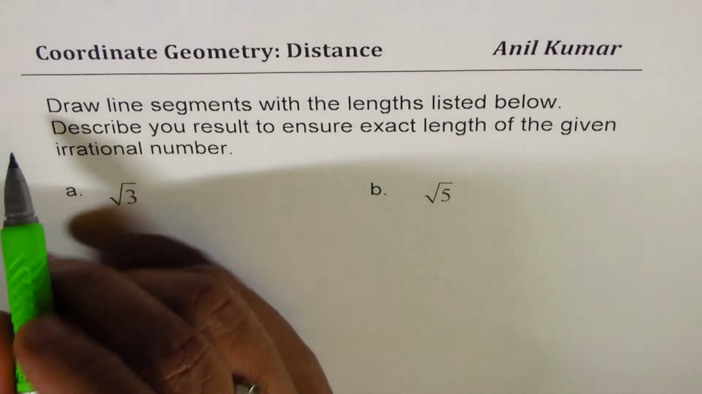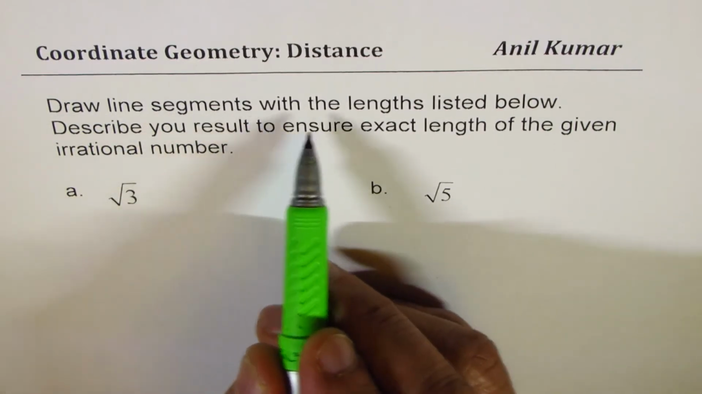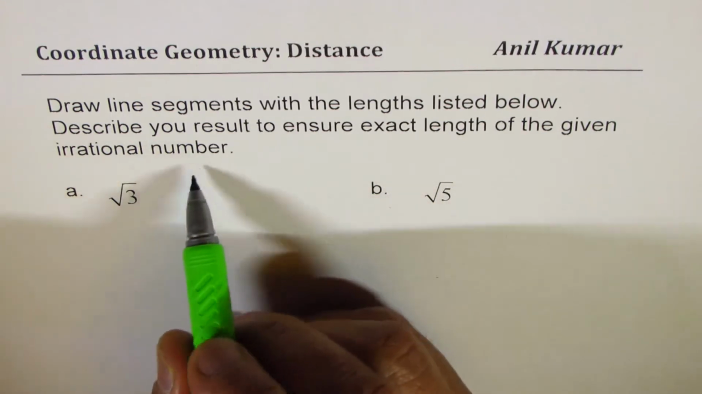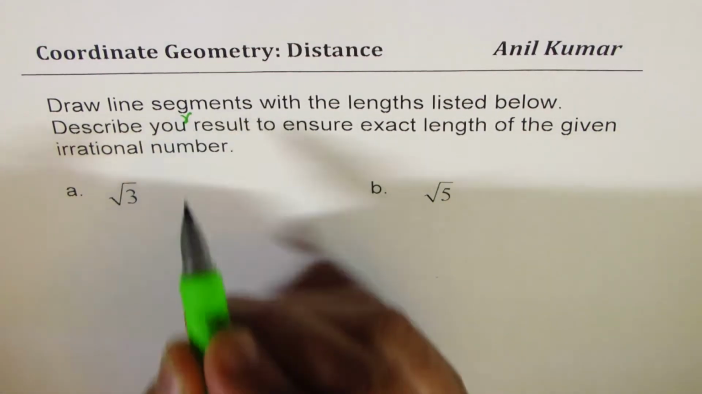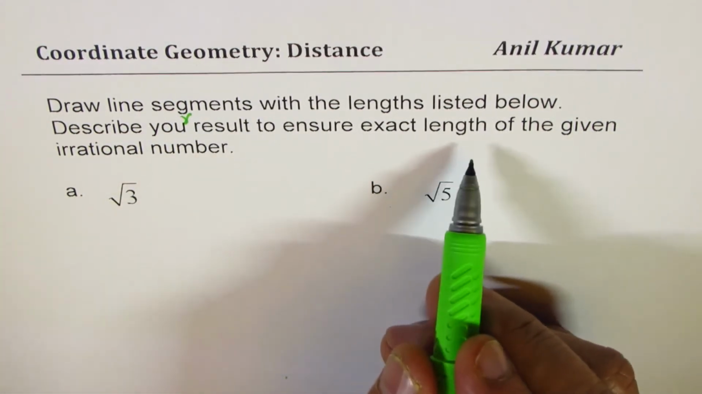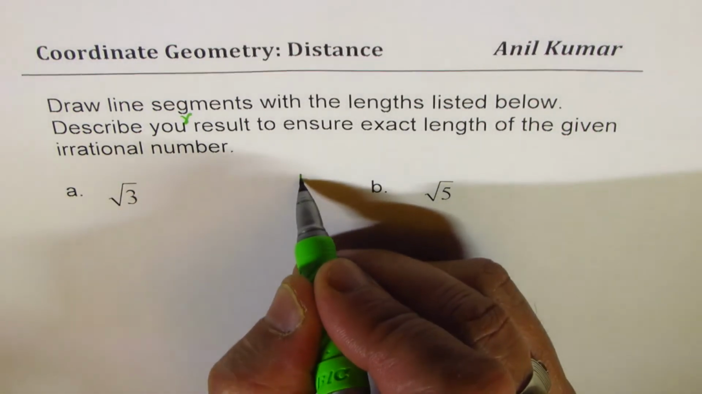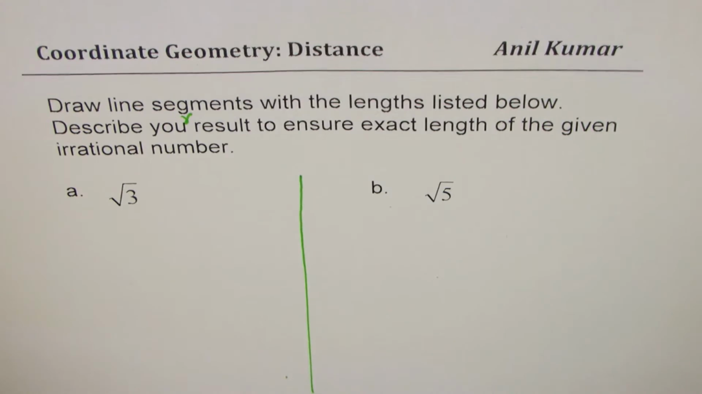So the question here is, draw line segments with the lengths listed below. Describe your result to ensure exact length of the given irrational number, right? So we have taken two numbers. One is square root 3, the other one is square root 5. As you know, these are irrational numbers. We don't know their exact values.